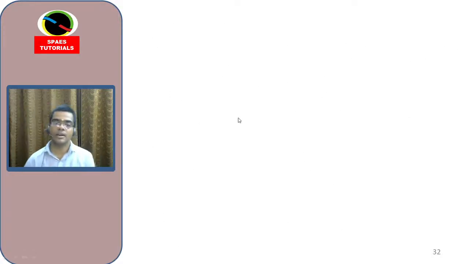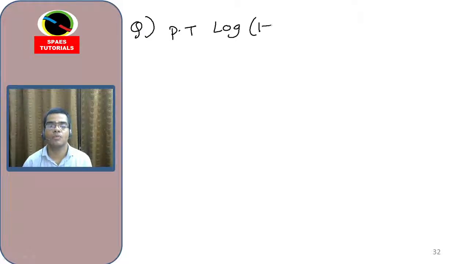Okay, fine. Now we completed the laws of the logarithms. Let us see some basic problems based upon this. Let us see some questions. First question. Prove that log of 1 plus 2 plus 3 is equal to log 1 plus log 2 plus log 3.